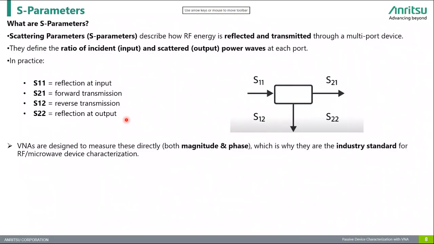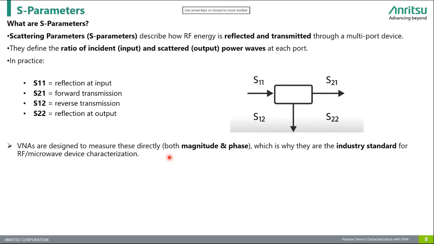What makes S parameters so practical is that vector network analyzers are specifically designed to measure them directly, capturing both magnitude and phase. This is why S parameters have become the industry standard for characterizing RF components like filters, antennas, cables, and couplers. Understanding these parameters is essential for interpreting VNA measurements and ensuring your device meets performance expectations.